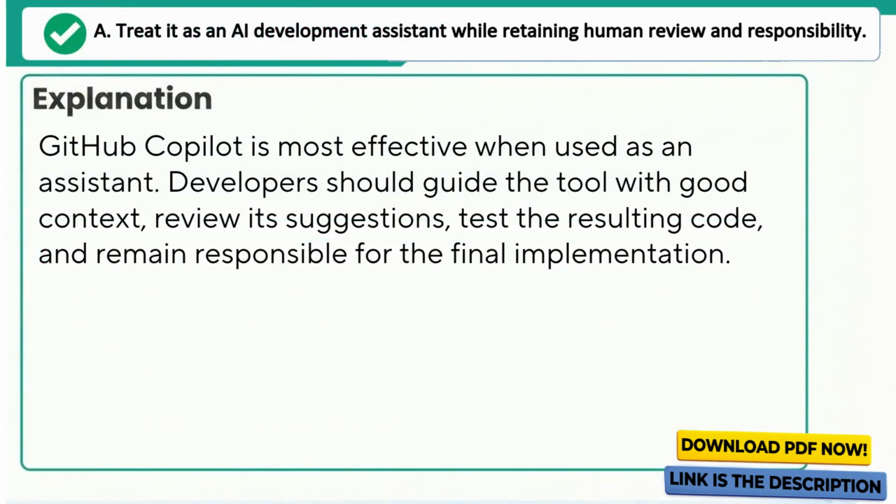Correct answer, A. Treat it as an AI development assistant while retaining human review and responsibility. Explanation. GitHub Copilot is most effective when used as an assistant. Developers should guide the tool with good context, review its suggestions, test the resulting code, and remain responsible for the final implementation.